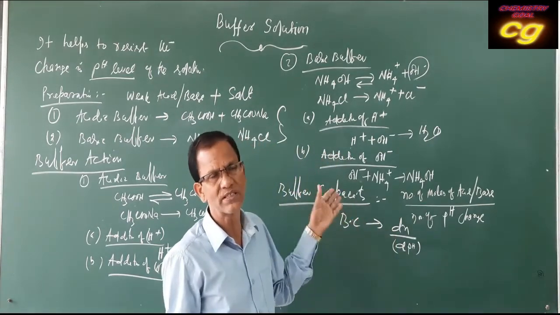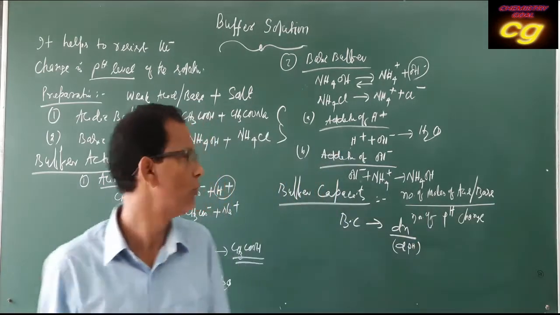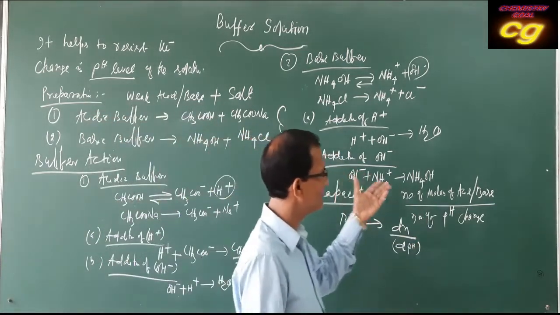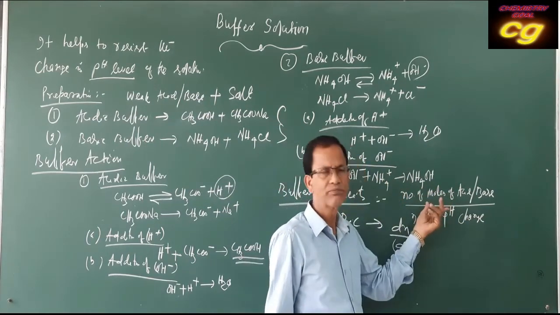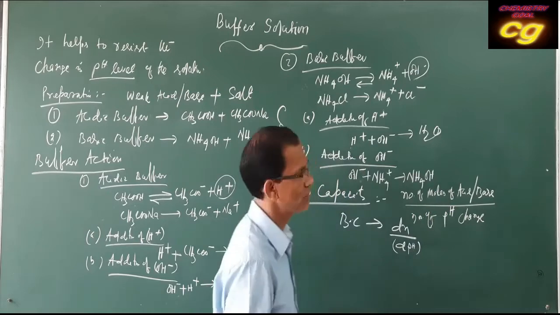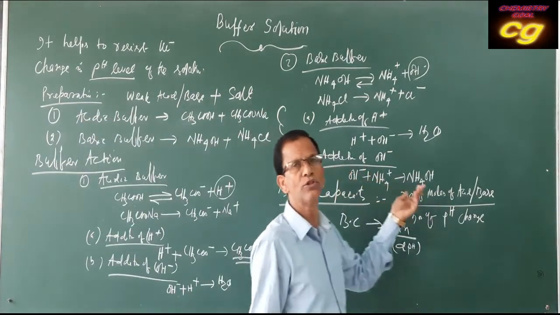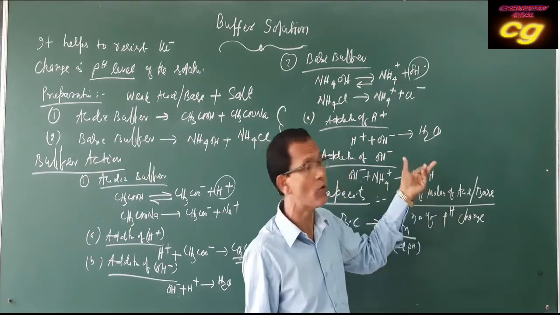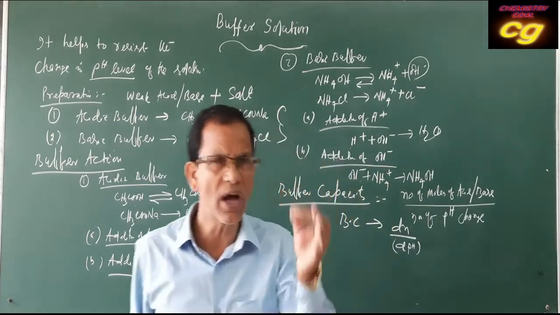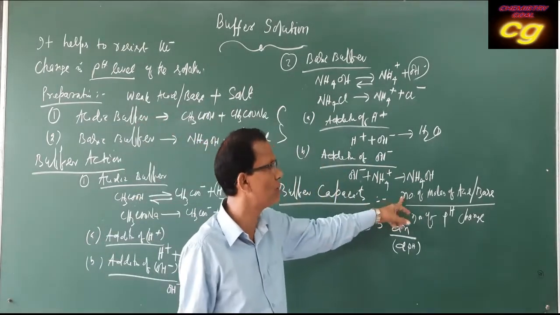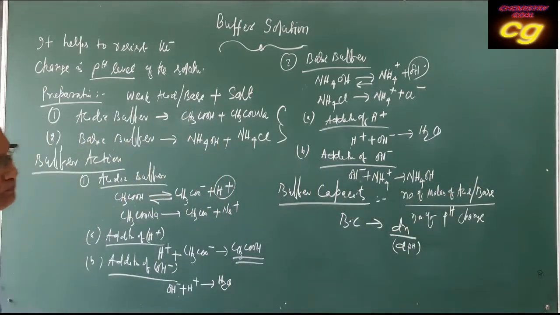The number of moles of acid or base required for a change in the pH level of the solution, when taking 1 liter of buffer solution. For 1 liter of buffer solution, how many moles of acid or base are required to bring one pH change? That is called buffer capacity.